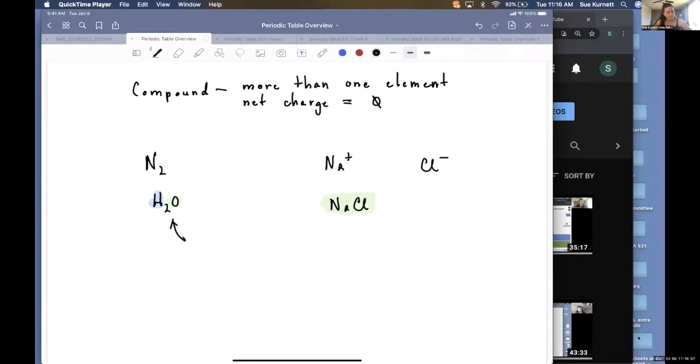This kind of compound is made from hydrogen, which you know is a nonmetal, and oxygen, which is also a nonmetal. When we don't have a metal, we don't have any ions. And so this is a covalent compound.